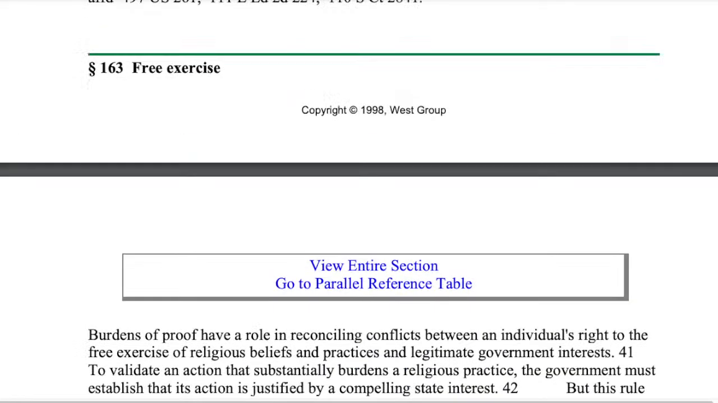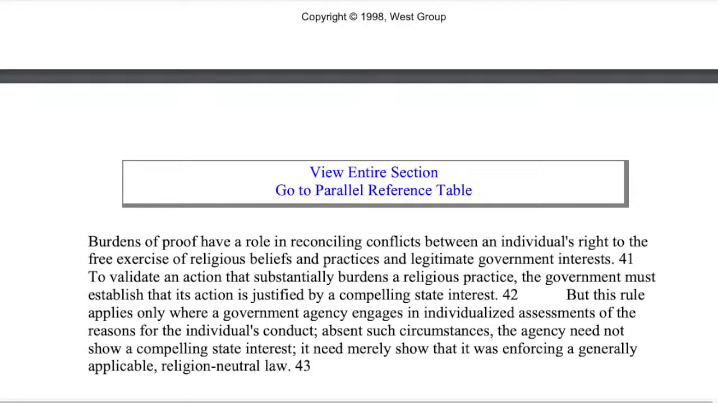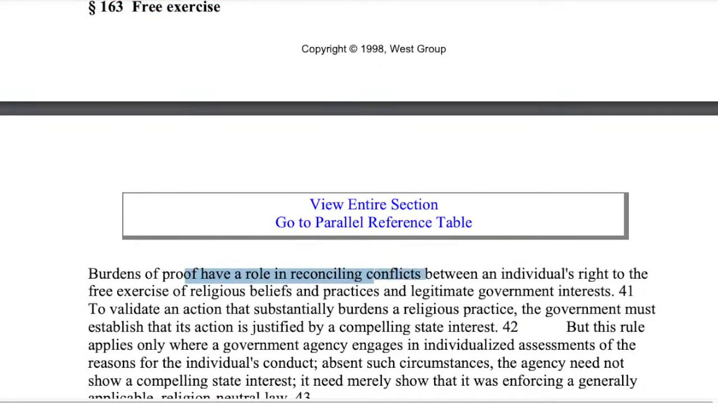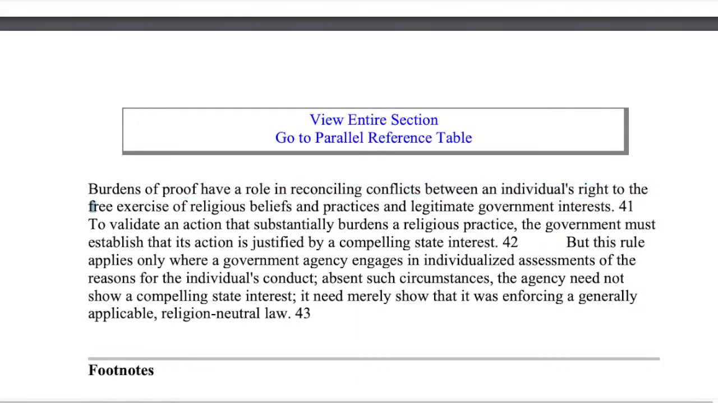And we're down to free exercise, section 163, for our constitutional considerations here. Burdens of proof have a role in reconciling conflicts between an individual's right to the free exercise of religious beliefs and practices and legitimate government interests. To validate an action that substantially burdens a religious practice, the government must establish that its action was justified by a compelling state interest. But this rule applies only where a government agency engages in individualized assessments of the reasons for the individual's conduct. Absent such circumstances, the agency need not show a compelling state interest. It need merely show that it was enforcing a general, applicable, religion-neutral law.